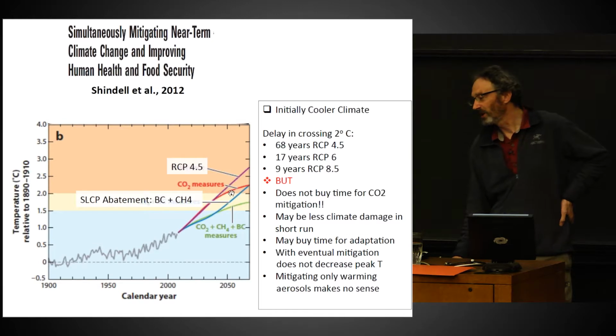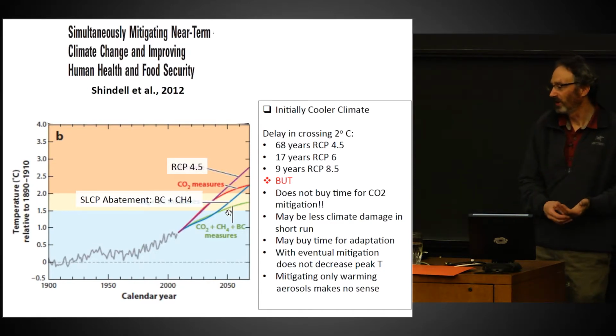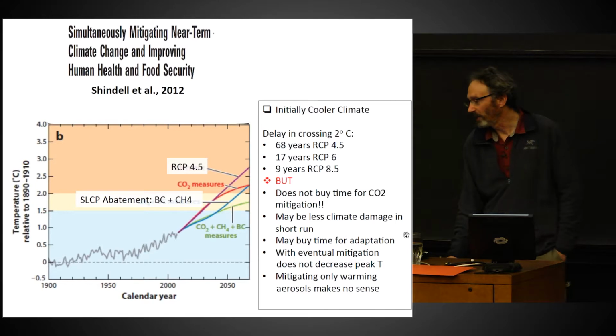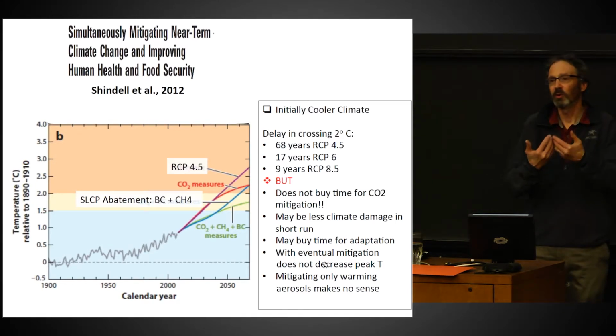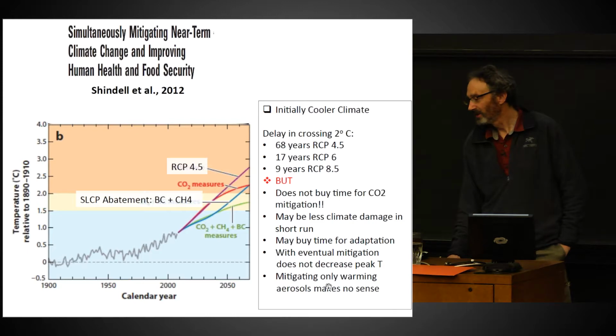This short time period where you have about 0.5 degrees here, there may be less climate damage in the short run. It's about 1.5 degrees warmer than another. It may buy time for adaptation, but with eventual mitigation, as we move towards clean energy, it does not decrease the peak temperature that we'll reach.